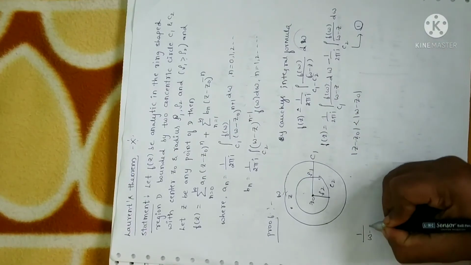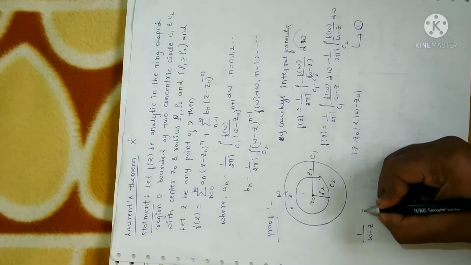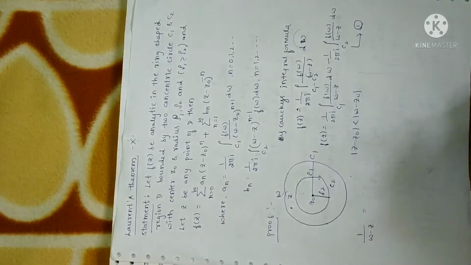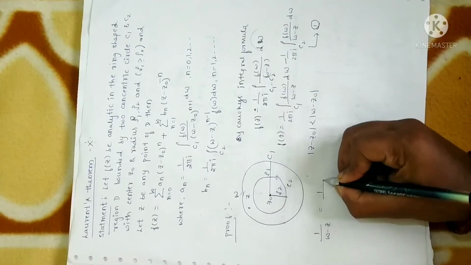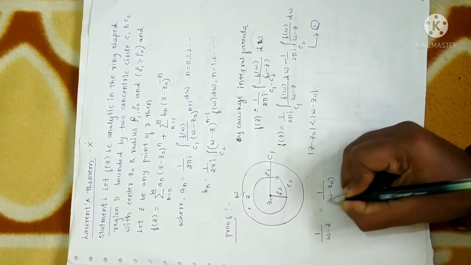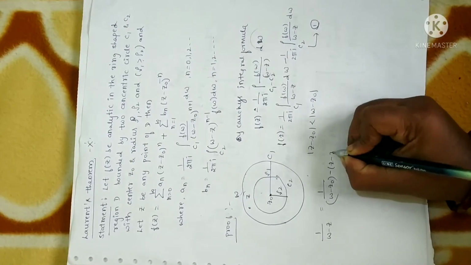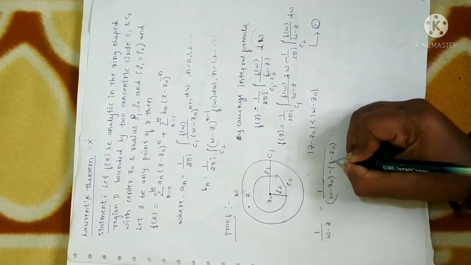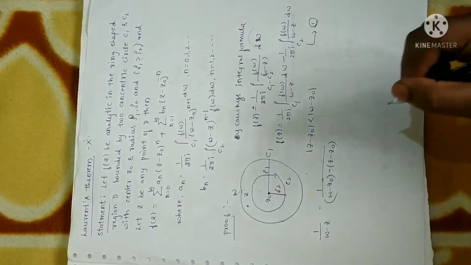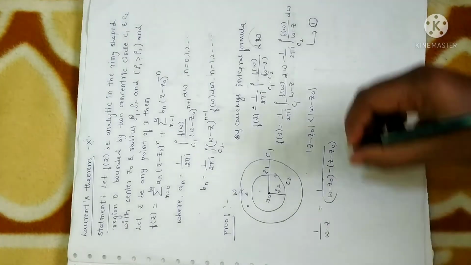It is 1 divided by (w minus z). So as I already did in the Taylor series, the same procedure you have to follow. So how can we write this as (w minus z naught) minus (z minus z naught)? I have just added minus z naught and plus z naught, and I have taken minus as a common term. As we did in the Taylor series, I am doing the same.